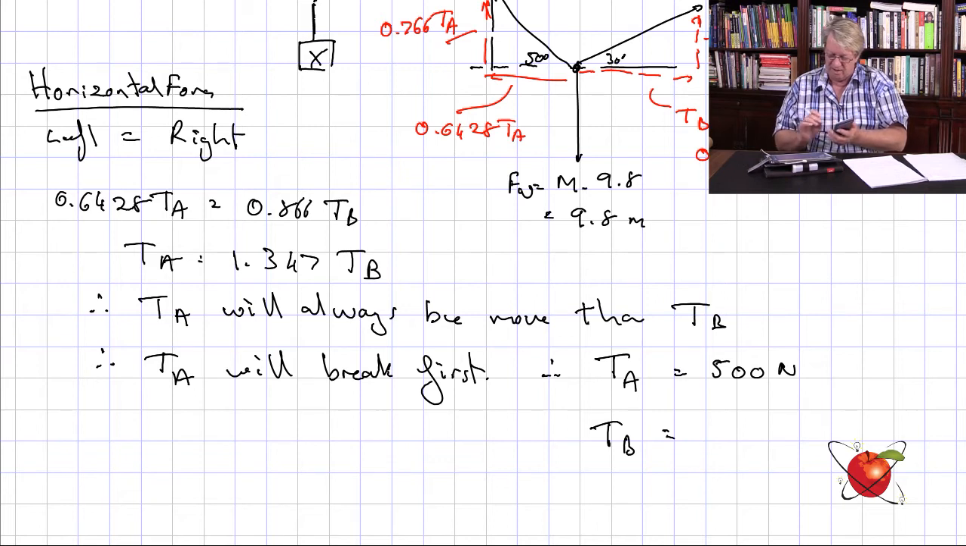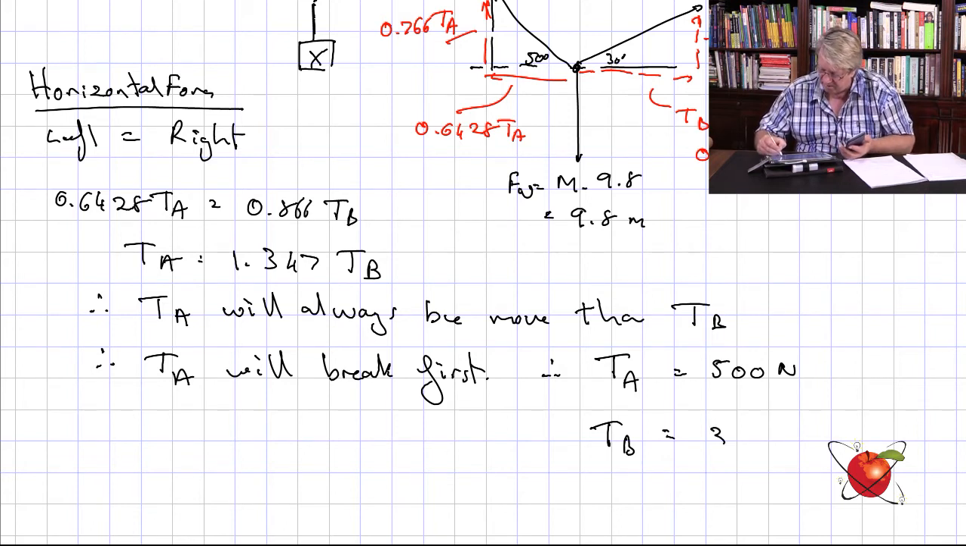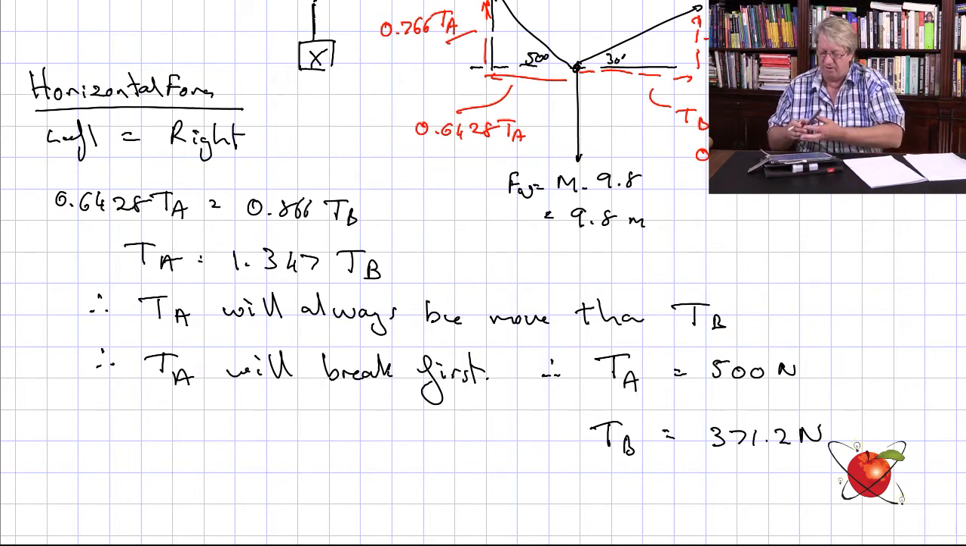500 divided by 1.347 is 371.2 newtons. Just go through that. They've said the maximum it can carry is 500. Therefore, TA is going to be 500, because that's the biggest it can be. Then therefore, TB is going to be 500 divided by 1.347.